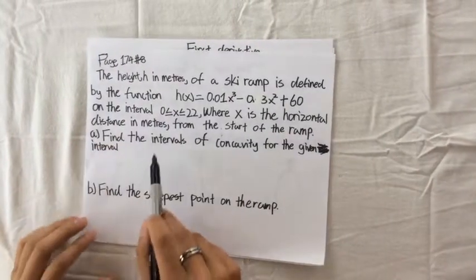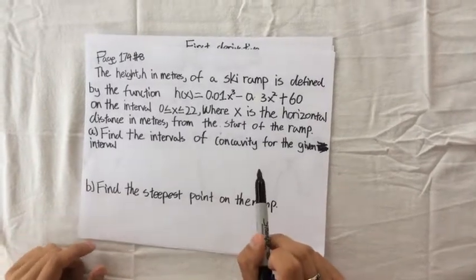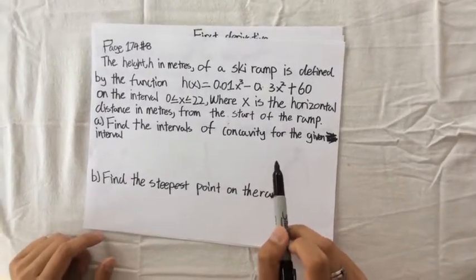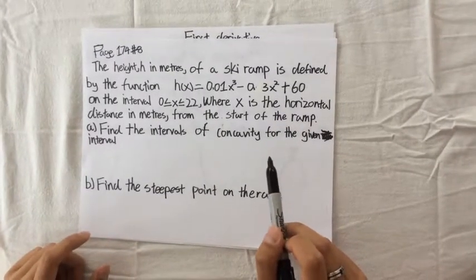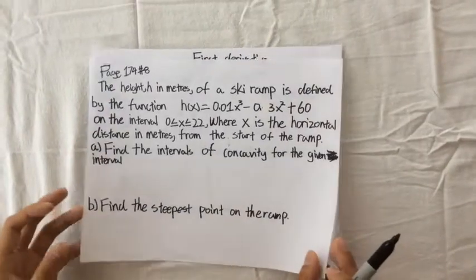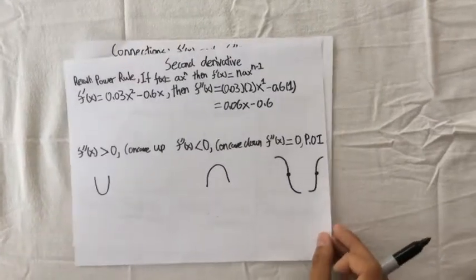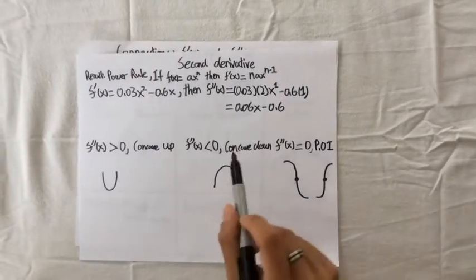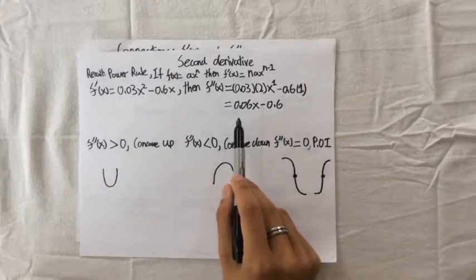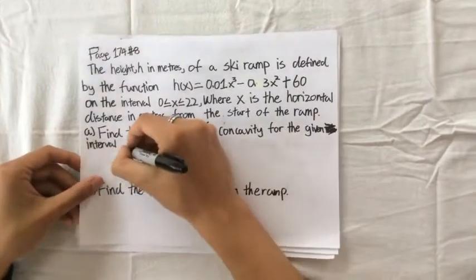So find the intervals of concavity for the given interval. This question asks us for the concavity. Remember we mentioned how the second derivative models the concavity of the function. So let's find the second derivative of the original function. And previously, we concluded that the second derivative is f double prime of x equals 0.06x minus 0.6. Let's just copy that down here.